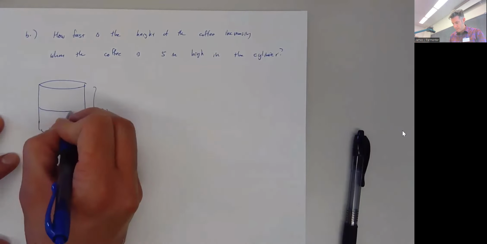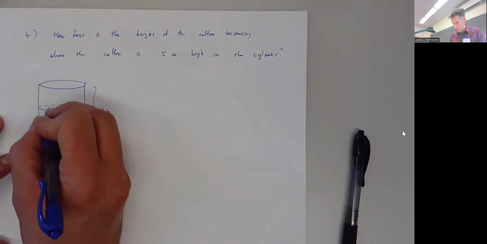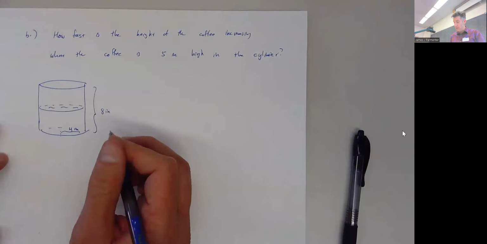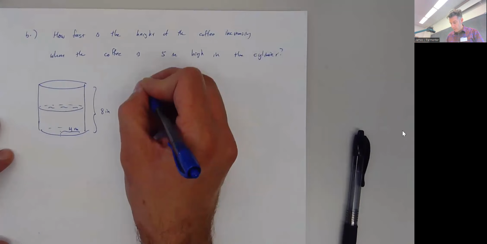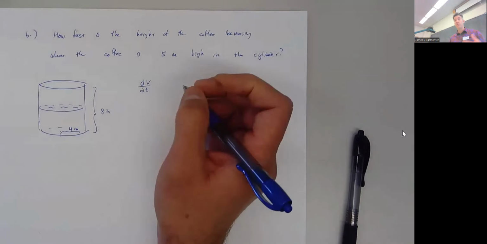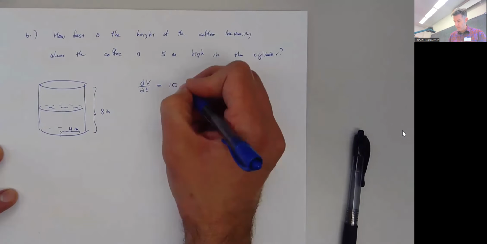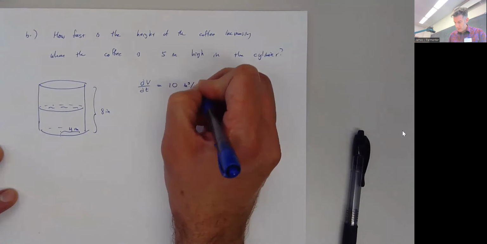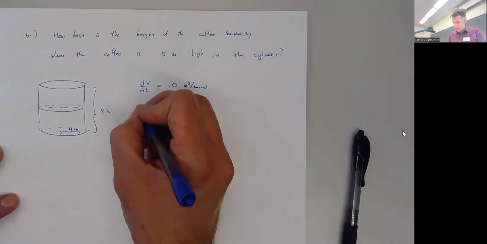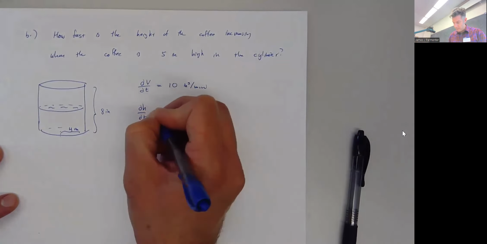And we've got some level of coffee filling up our cylinder. The rate of change of volume, well, now we're adding volume. So the rate of change of volume, instead of being -10, should be +10 cubic inches per minute. And now we're asking about how the height is changing.